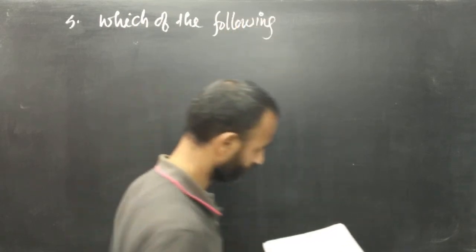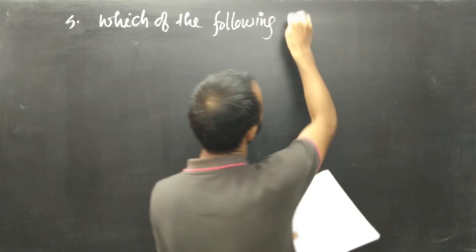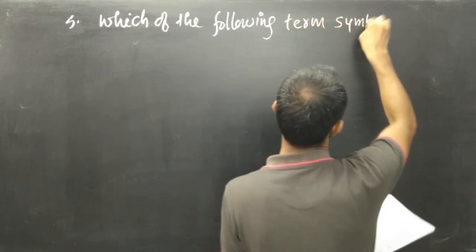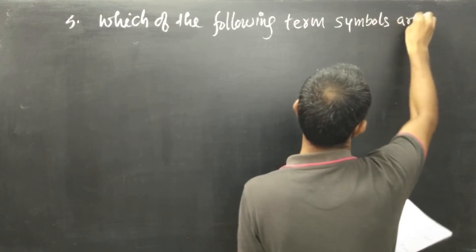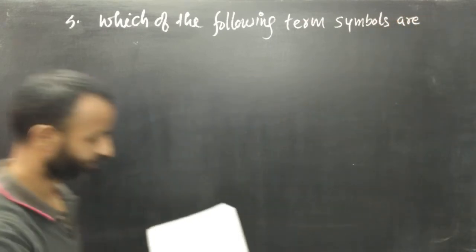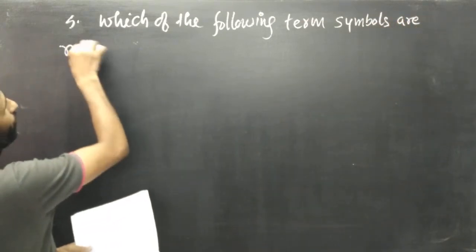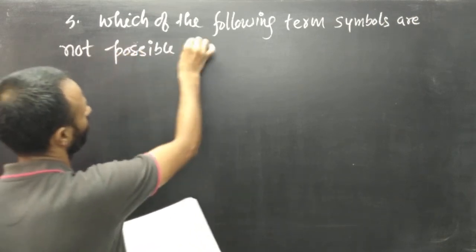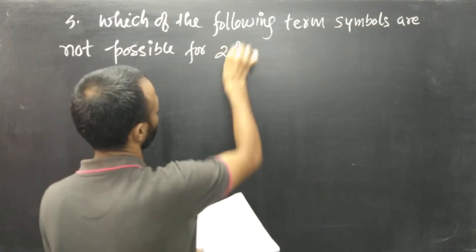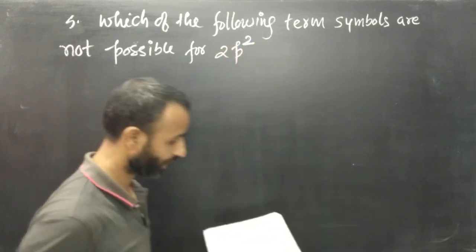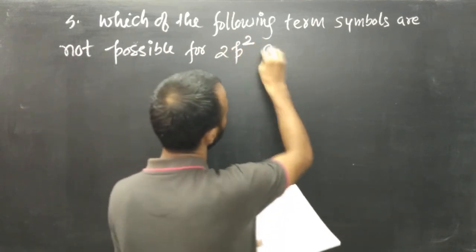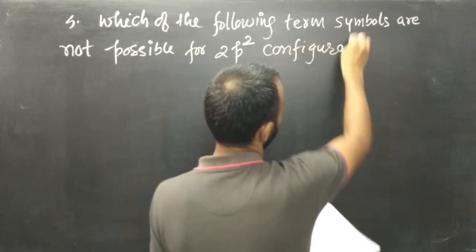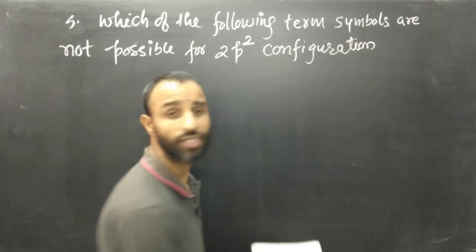Which of the following term symbols are not possible for a 2p2 configuration? Similar type of question, just like nickel 2 plus.